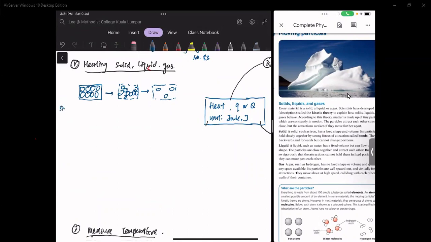Teacher, just A and B hor. Well, if you feel like it, you can do C, yeah. We have done C before.